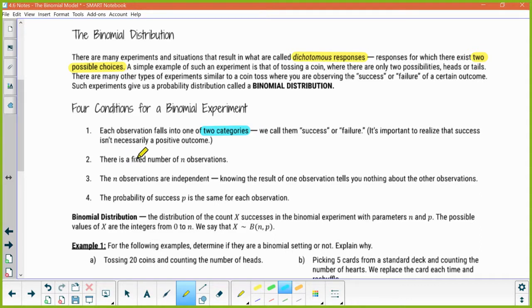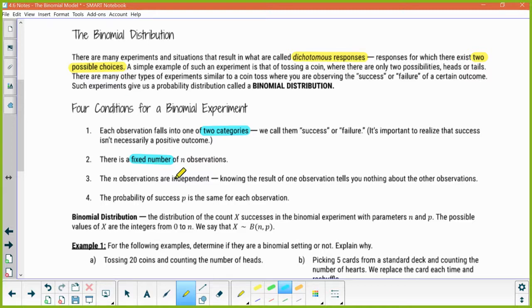We need a fixed number of observations. We have to know how many times are they tossing the coin? How many times are they rolling the dice? How many people are they picking from the student body? It has to be a fixed number. It's not a situation where you pick until you find somebody. That doesn't happen here. That's the other model. Here, you know how many times you're doing it.